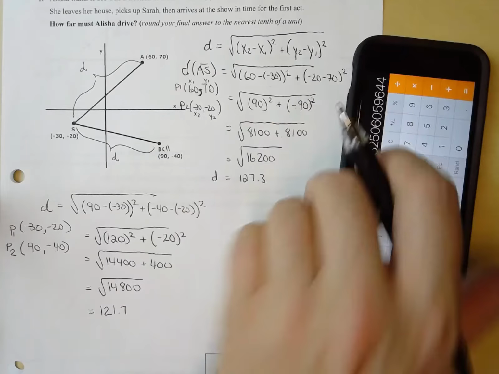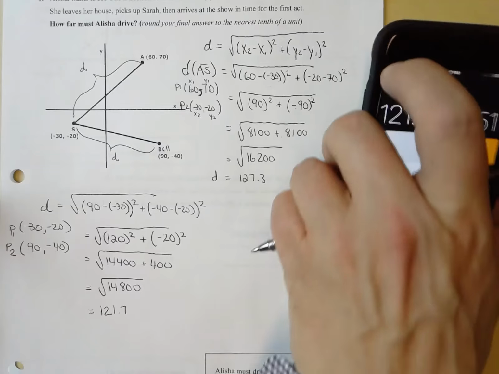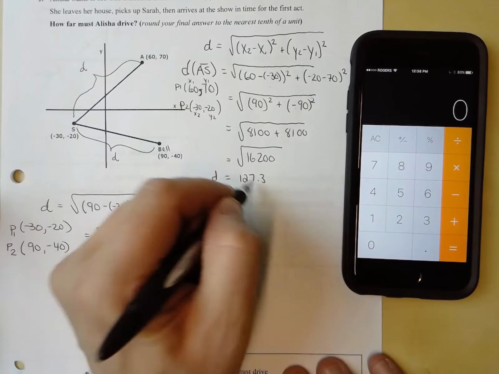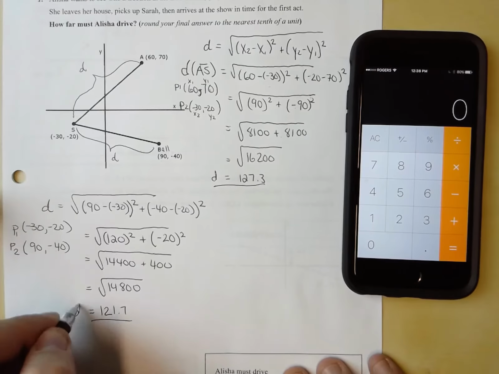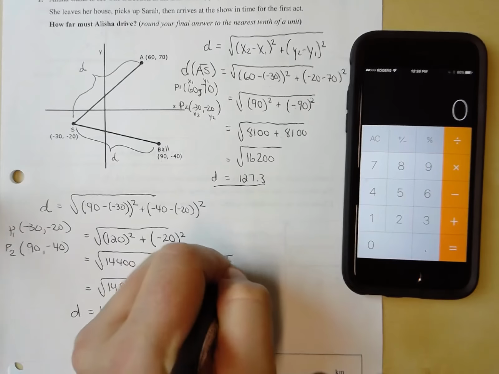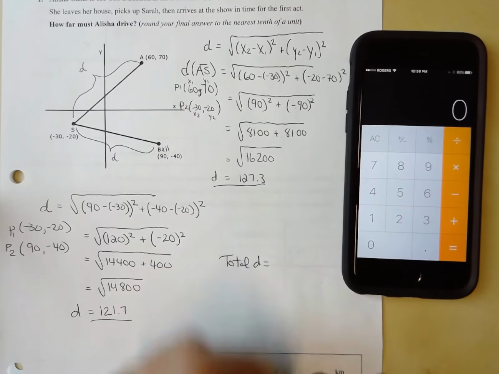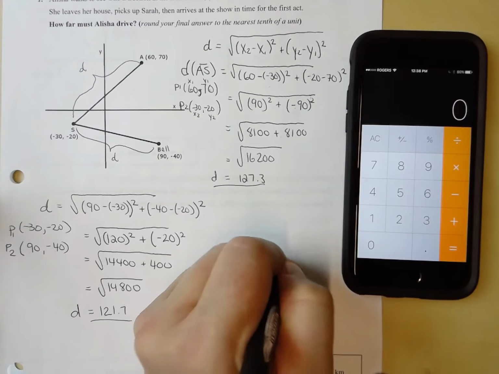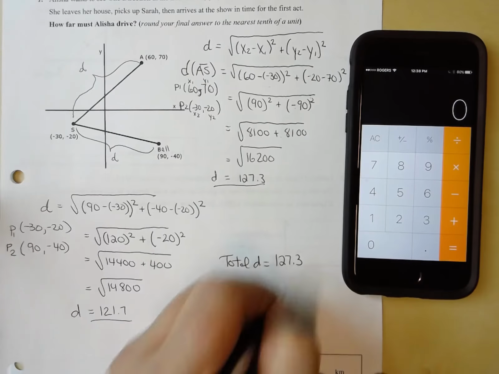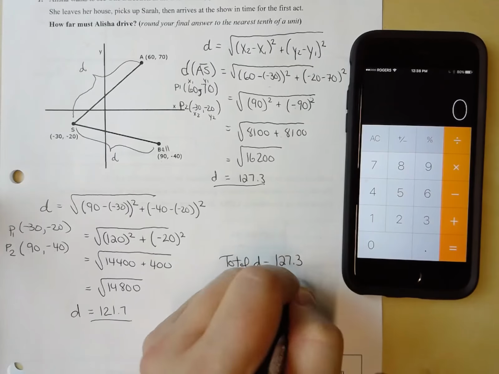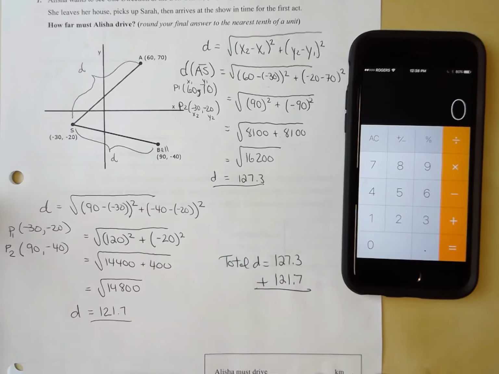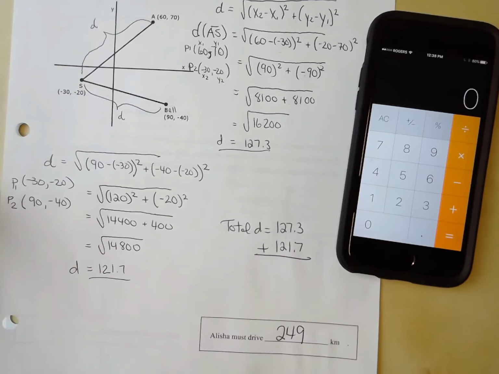And now, all I have to do to answer the question at the end of the day is, when I want to say how far she drove, this distance plus this distance. So the total distance is equal to 127.3 plus 121.7. And when you add those numbers together, you should get 249 kilometers. That's one heck of a drive to go see One Direction, if you ask me. But there it is. We'll come back to take a look at number 2 in a second.